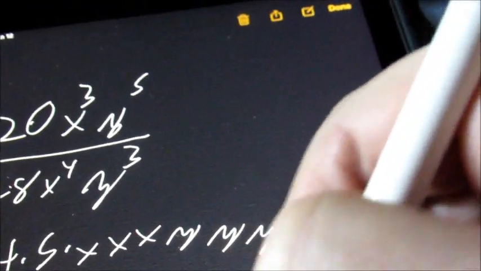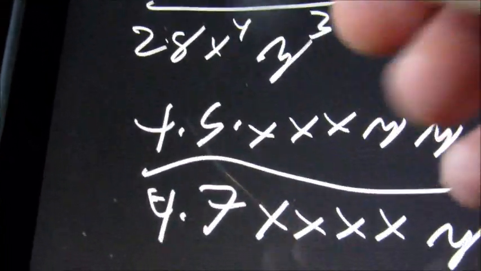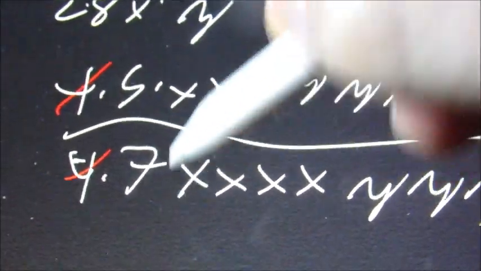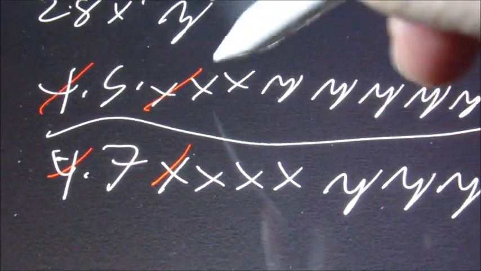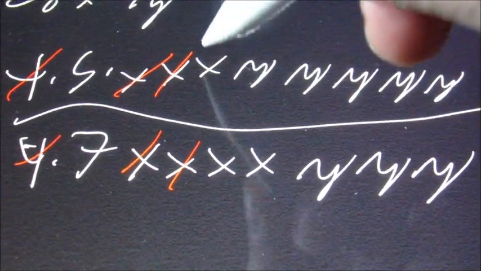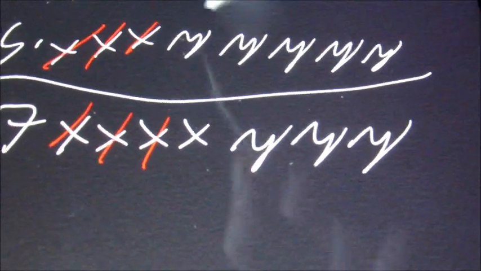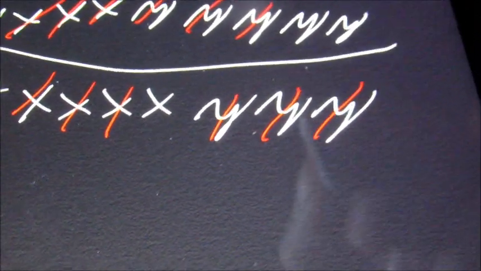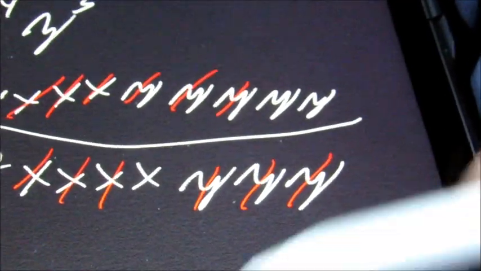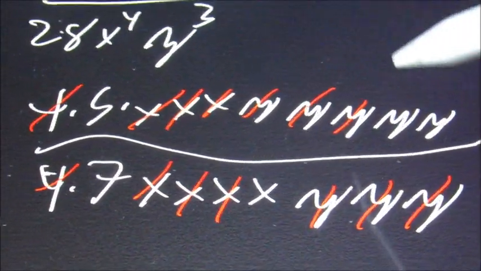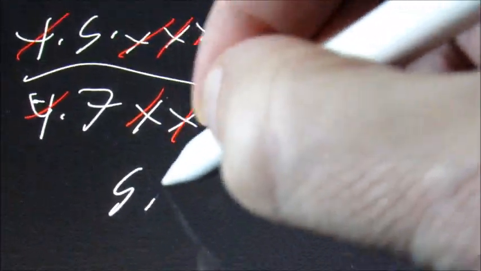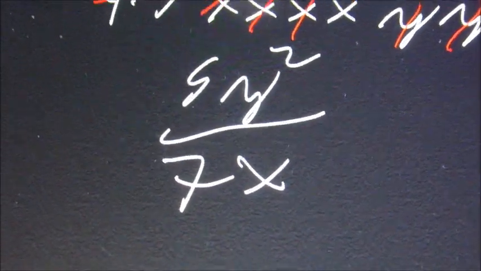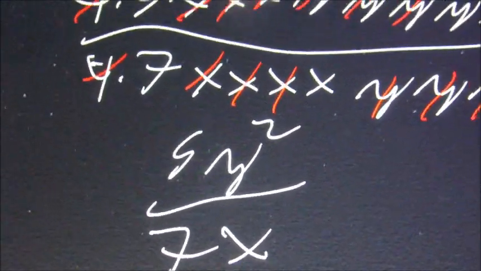And let's divide what we can. 4 divided by 4 is 1. x divided by x is 1, three times. y divided by y is 1, three times. So now we have 5 on top and 2 y's. So 5y squared all over 7 and just 1 x. So we have 5y squared over 7x.